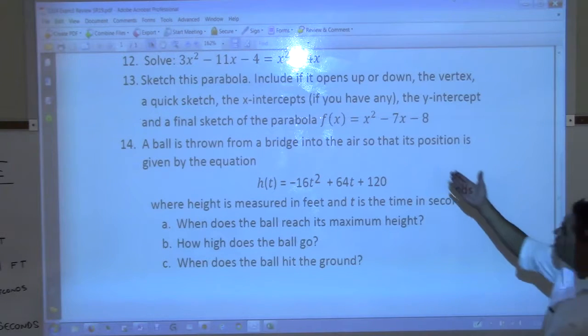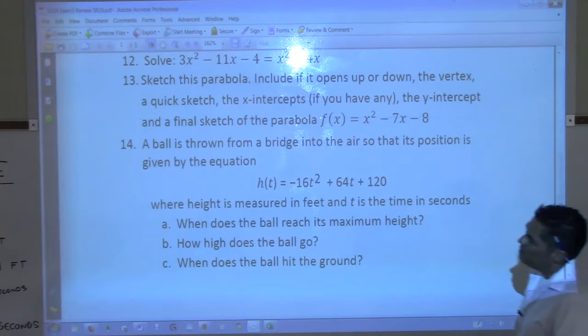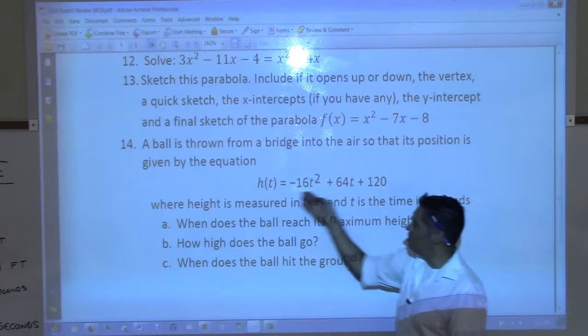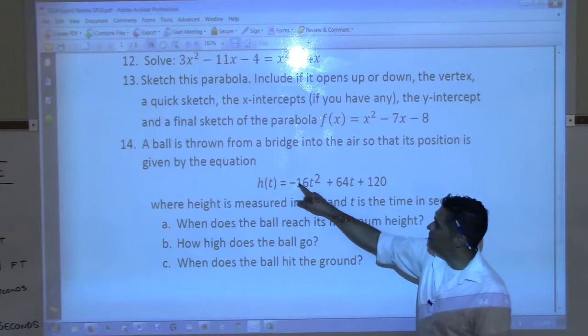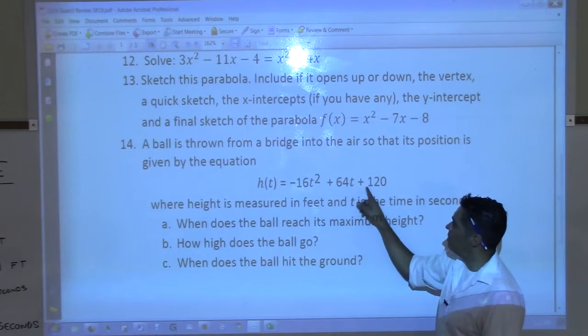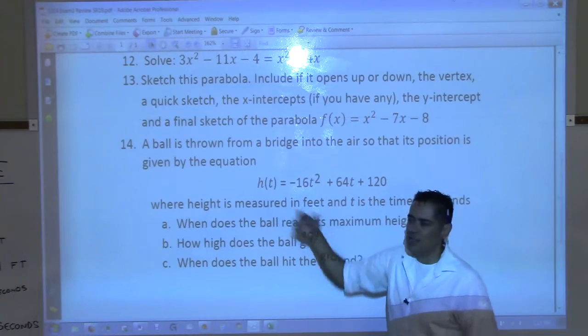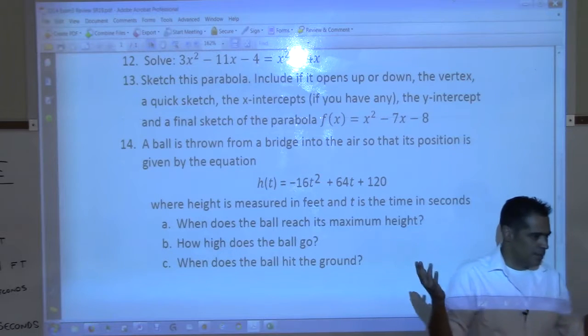So there's the parabola. Then this one, a ball is thrown from a bridge into the air so that its position is given by this equation. So I give you the position function. Does this look familiar? Negative 16t squared plus 64t plus 120. So that's very much like the problem I just gave you. I called it h of t instead of d of t. Big deal, it's the same thing.